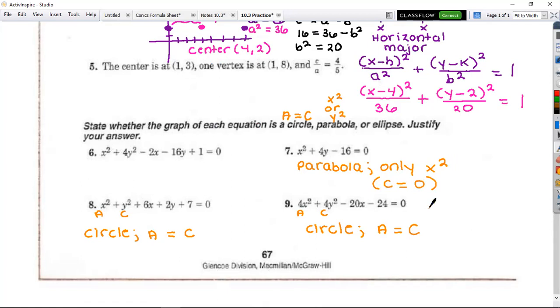And then last is your ellipse. And for an ellipse, a is not equal to c. And numerically, they have the same sign. So this is your ellipse. a not equal to c, and they are both positive.